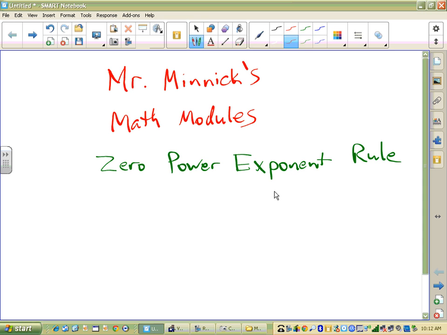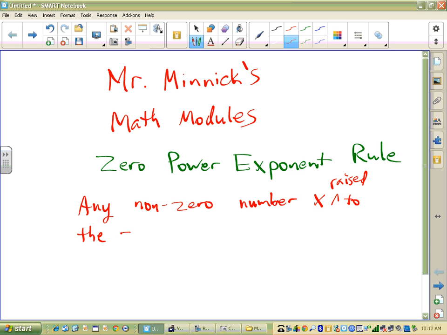And in general terms, it says that any non-zero, I would be remiss to leave that out, any non-zero number x raised to the zeroth power equals 1. It's weird to say the word zeroth, but to the zeroth power equals 1.